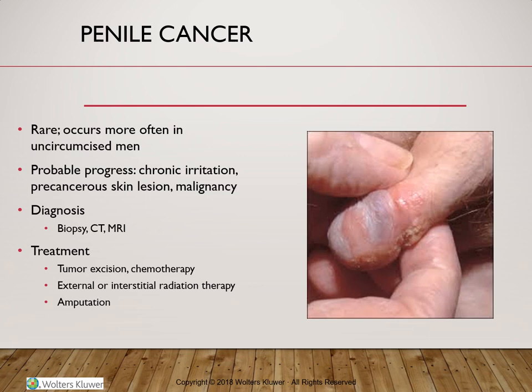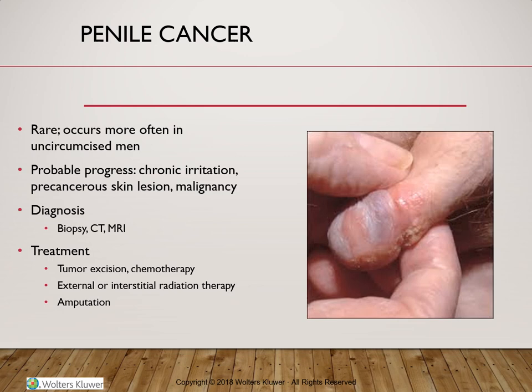Now, last in the list of cancers, we have the cancer of the penis, which is very rare. It is very frequent, however, when it happens in uncircumcised men, with an unknown cause, but we presume that the chronic irritation will generate a precancerous skin lesion that will undergo some kind of malignant changes.